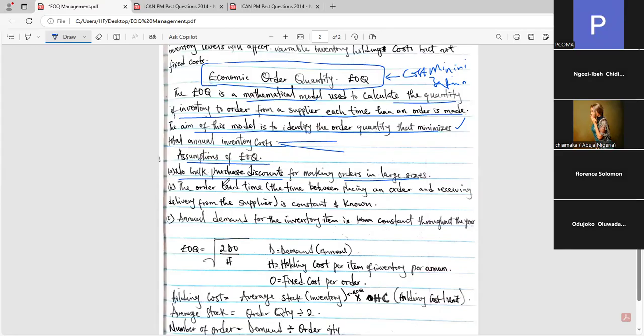There is no bulk discount given. The next one is the order lead time. Lead time in finance means the time between placing an order and receiving delivery from that order.